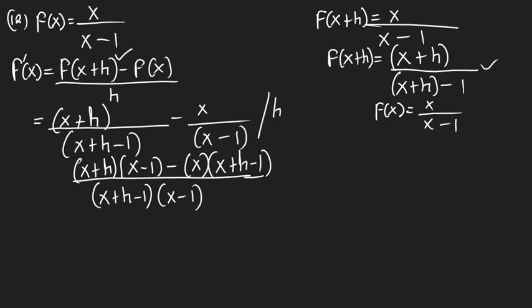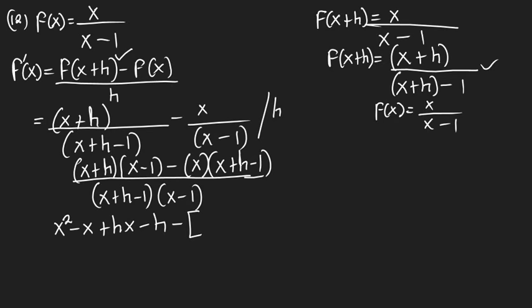x multiplied by x, it is x to the power 2. x multiplied by negative 1 is minus x. h multiplied by x is hx. h multiplied by negative 1, it is minus h. Then this is going to be a minus. We multiply whatever is inside.